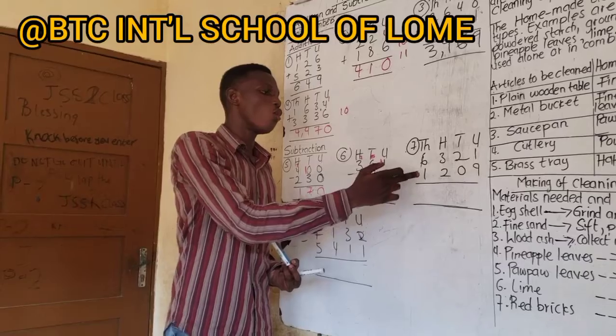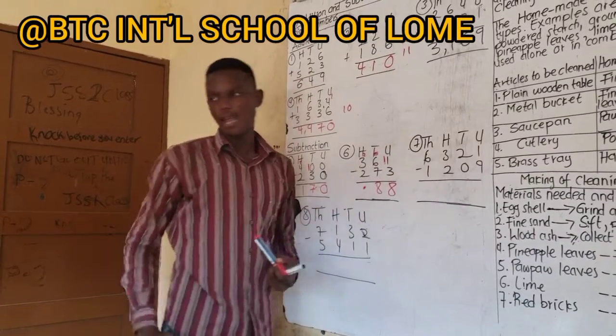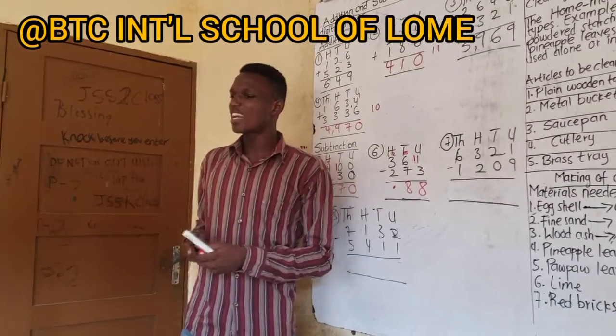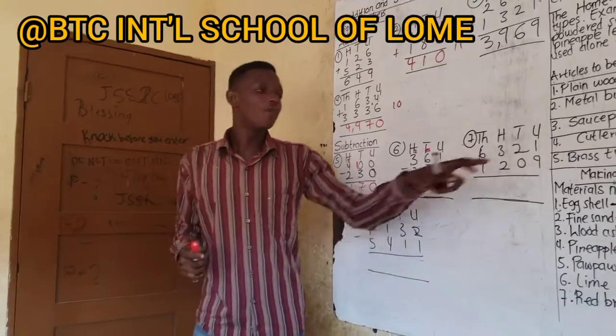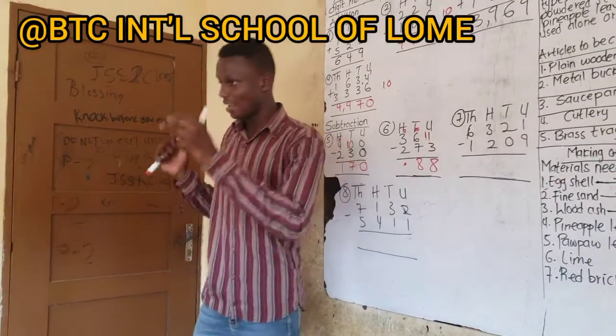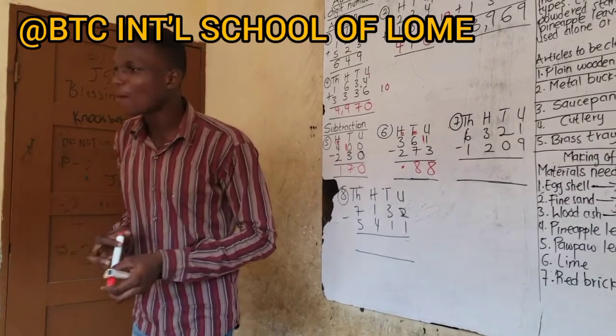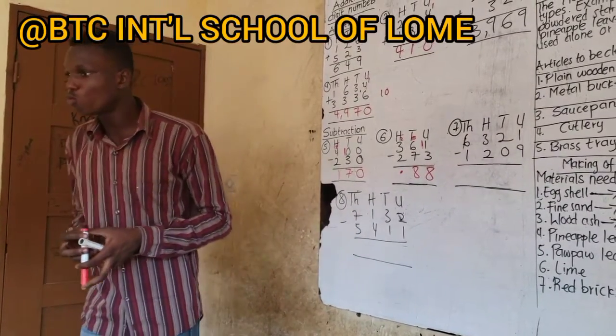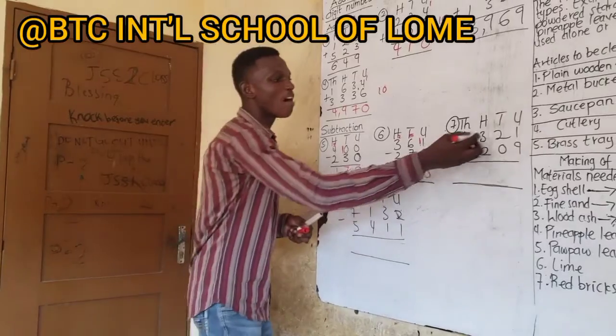6,321 minus 1,209. As usual, where do we start subtracting from? From the unit. So here we have 1 minus 9. 1 minus 9, is that possible? No. So what do we do? You borrow 1. We borrow 1 from what?